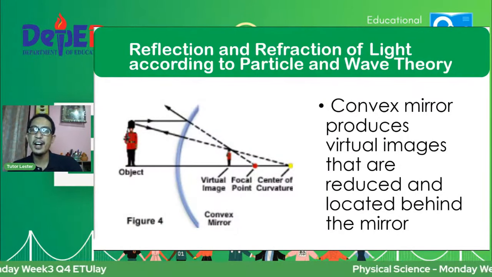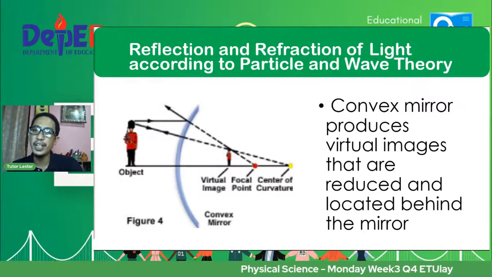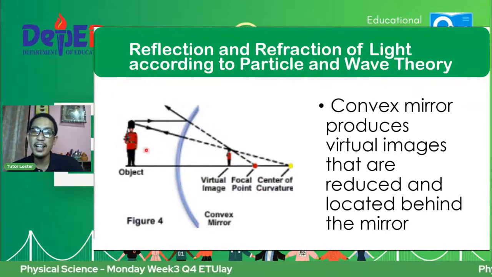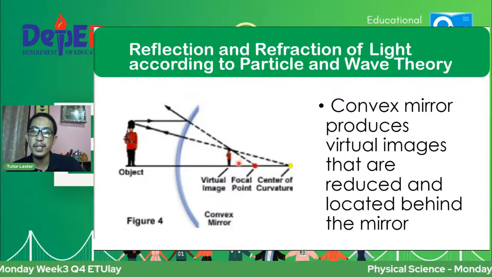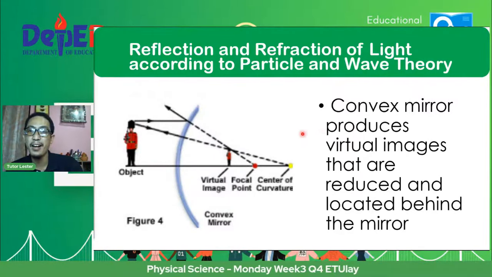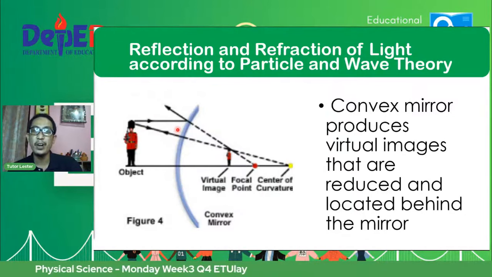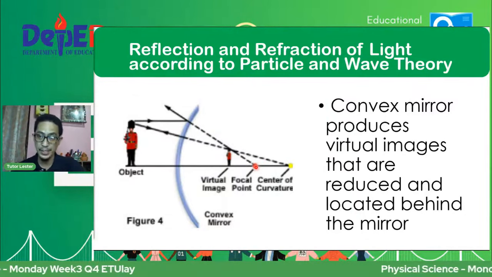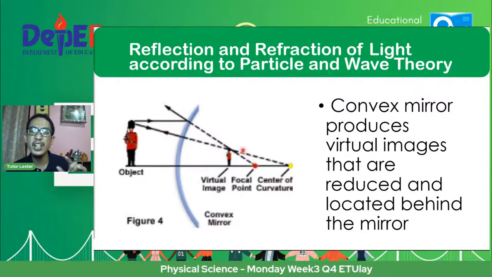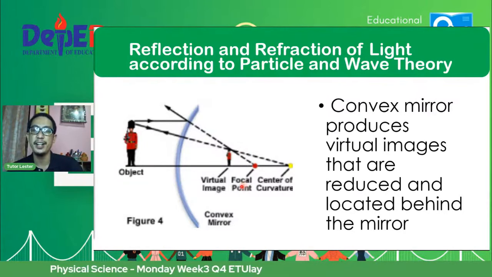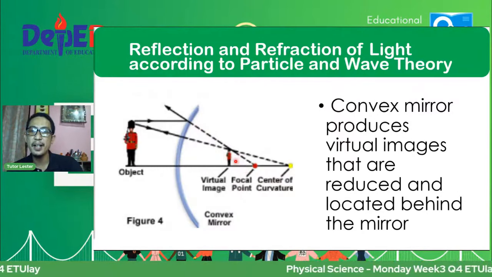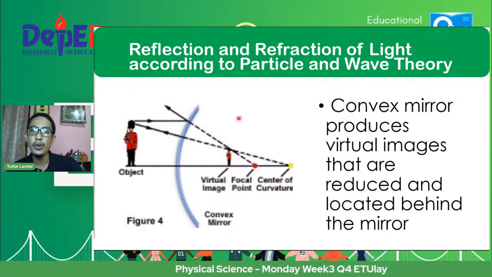How does the image compare to the object in the convex mirror as shown in the ray diagram? Let us compare the object to the image formed in a convex mirror. How are they different? The difference is that the image formed in a convex mirror is reduced, or smaller, than the object. And we can see that the image formed is located behind the convex mirror.